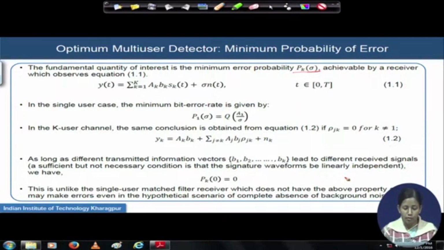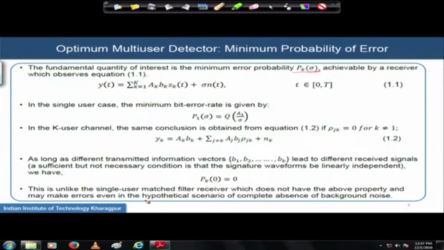We have that rho k is equal to 0. But remember one thing, this is very unlike the expression that we have received for this multi-user detection scenario. We never actually get this in a single user matched filter, because the single user matched filter output does not hold this property. In a hypothetical scenario where the background noise is totally absent, the matched filter will still give some error; it will generate some signal at the output.